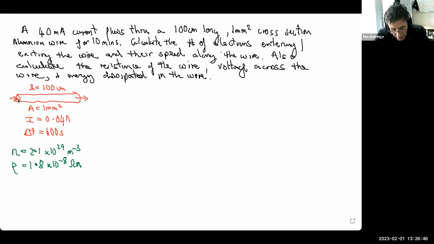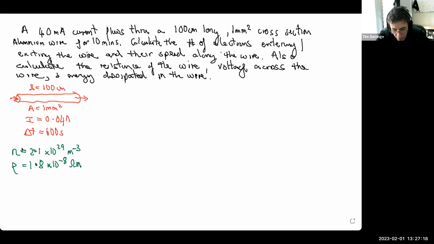So over here on the left, I've made a sketch of the wire. So here's the 100-centimeter long wire, 1 square millimeter cross-section. And there's a current flowing in and out of the wire, 40 milliamps, 0.04 amps. There's electrons flowing in and out of the wire. And that happens for a period of 10 minutes, we're told. That's 10 minutes is 600 seconds.